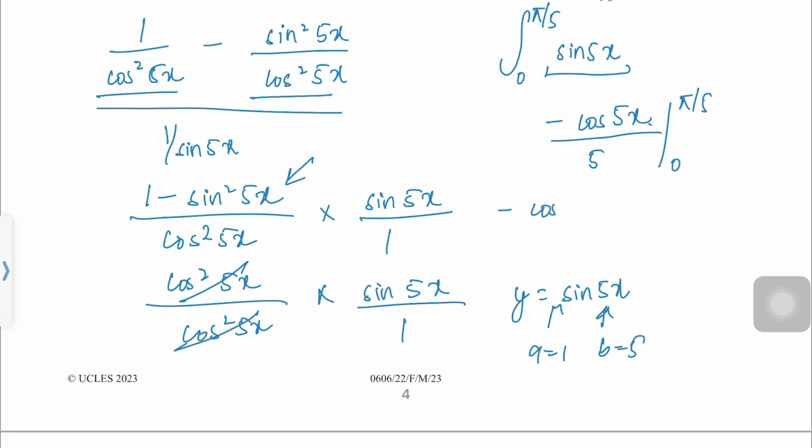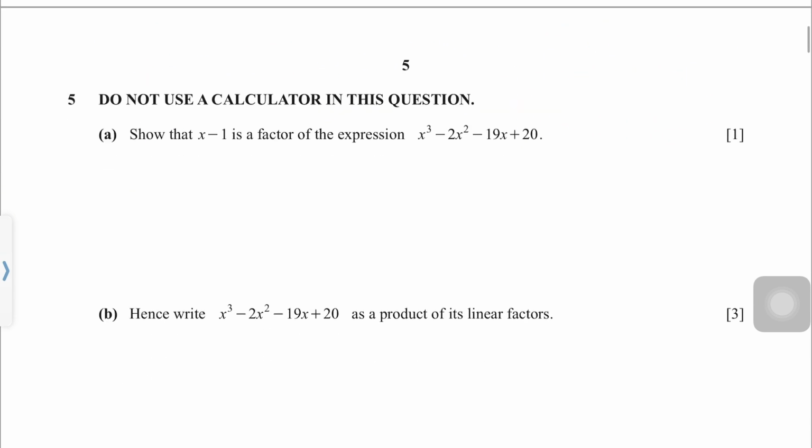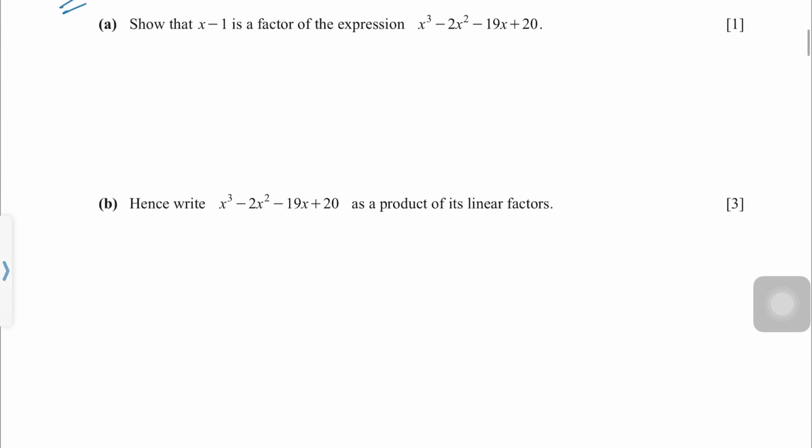This would be minus cos 5 times pi over 5, divided by 5, then plus cos 0 multiplied by 5 is 0, over 5. Upper limit minus lower limit, this would give us our answer as 1 over 5 plus 1 over 5. Our final answer would be 2 over 5. So this would be our final answer. Now moving on to question 5.